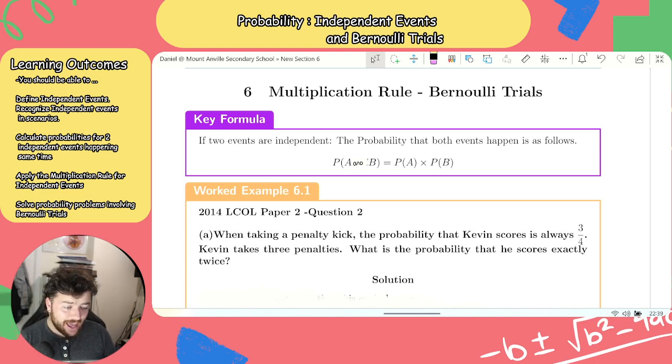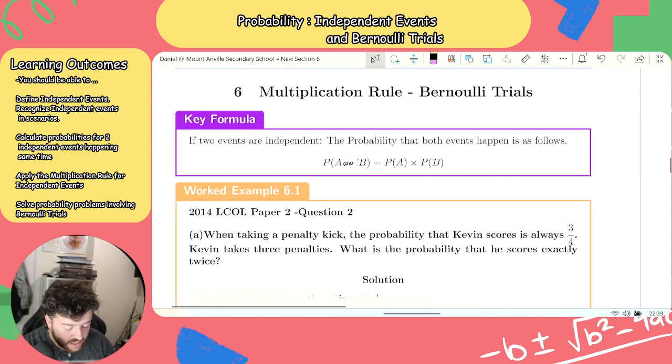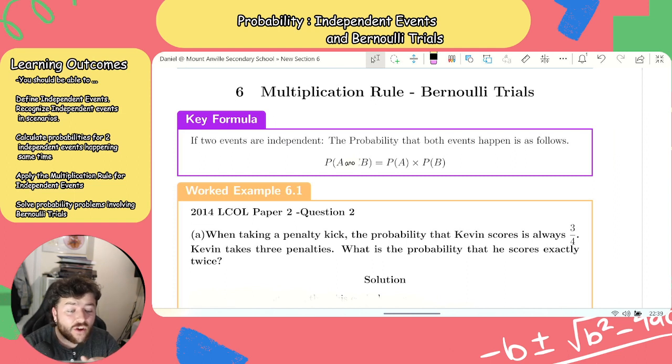Hello everyone. In this video we're going to be going over Bernoulli trials and the multiplication rule for independent events. So first of all, what is an independent event? Two events are said to be independent if the probability of one happening doesn't affect the probability of the other.